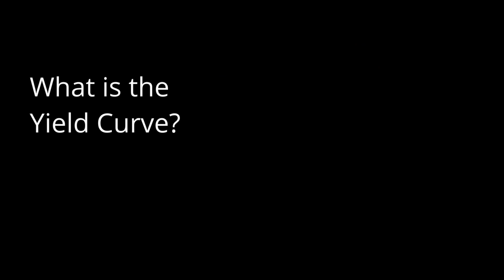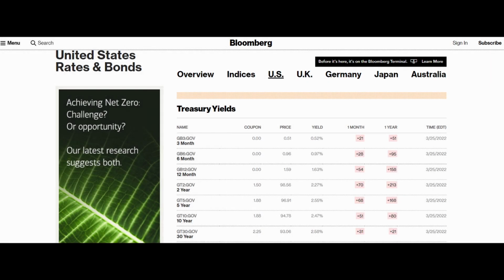What is the yield curve? The Treasury Department sells securities, bonds, which pay a certain yield and mature in a range from a few days to 30 years, providing a range of values which represent the yield curve.